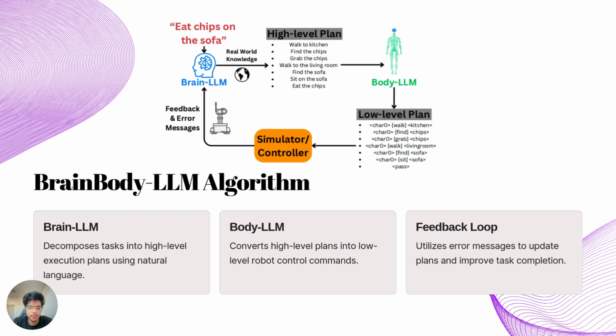The brain LLM is like the planner in this whole system. It is responsible for taking a task, let's say something like make coffee, and breaking it down into a series of high-level steps that the robot can follow. These steps can be pretty straightforward and sequential, like walk to the fridge, grab milk, and so on. The key functions include it decomposes a task into smaller manageable steps.